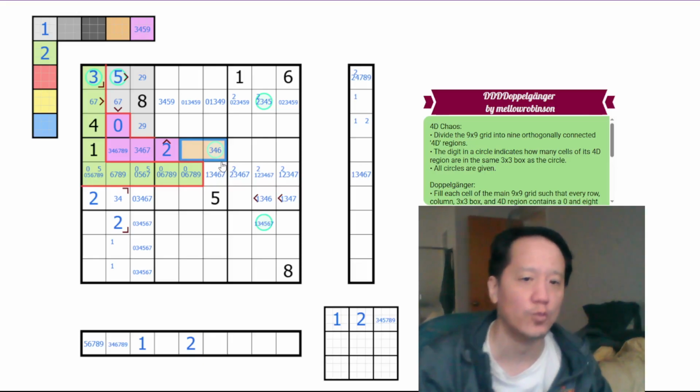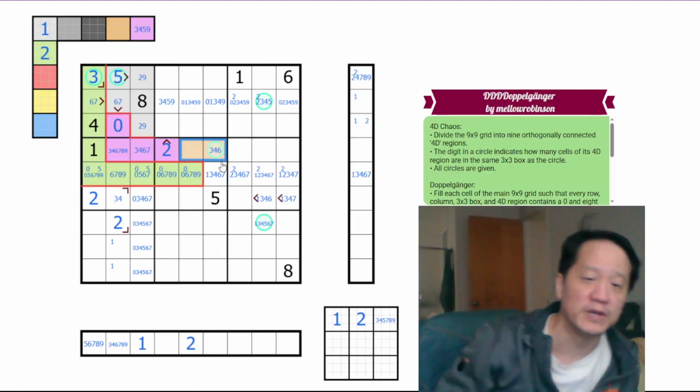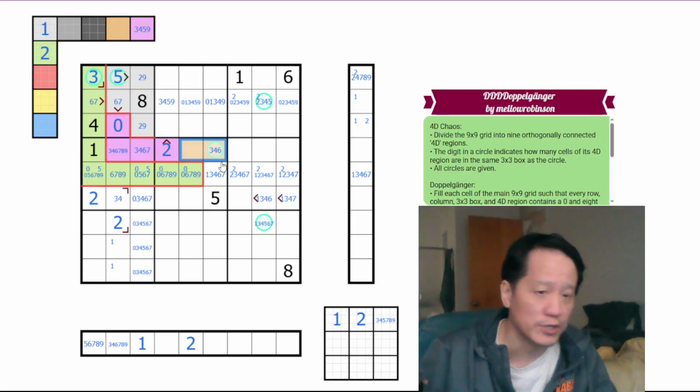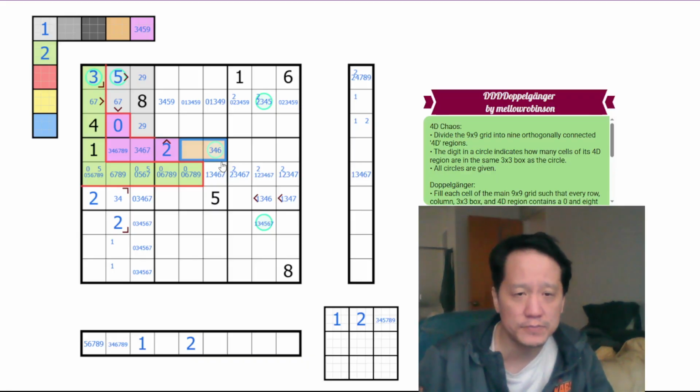But we don't know what part, right? It could be part of pink. It could be its own separate region. That could be the case too.